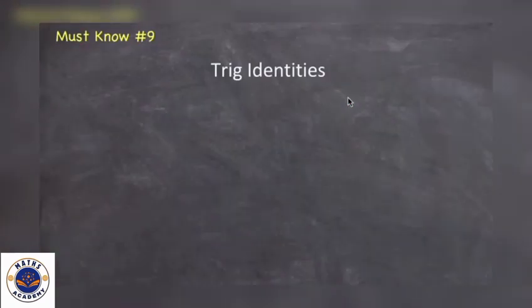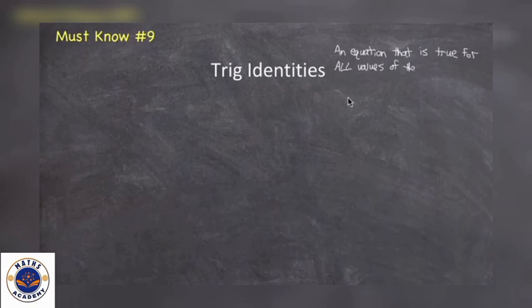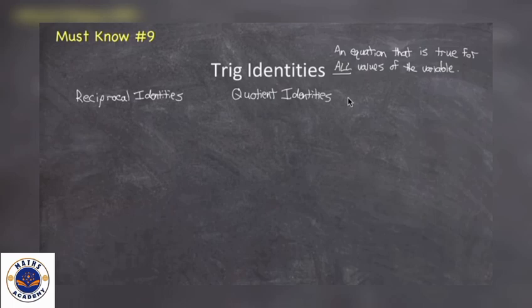Must know number 9. Trig identities. First of all, what is a trig identity? A trig identity is an equation that is true for all values of the variable. And there are 3 fundamental identities that you should be familiar with: the reciprocal identities, the quotient identities, and of course the Pythagorean identity.